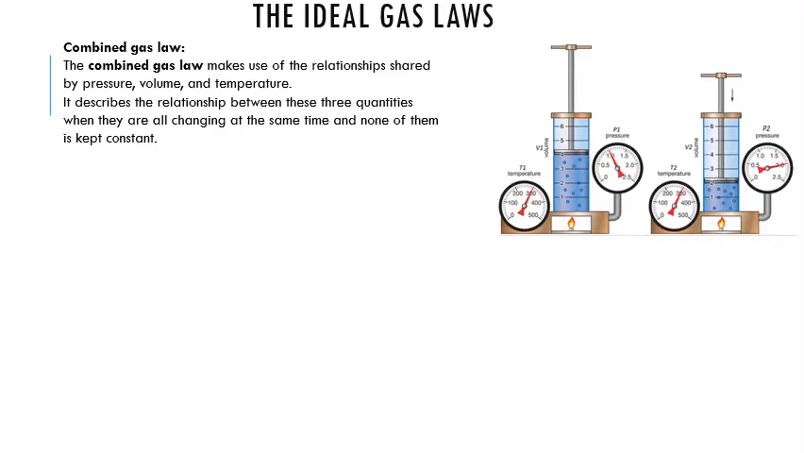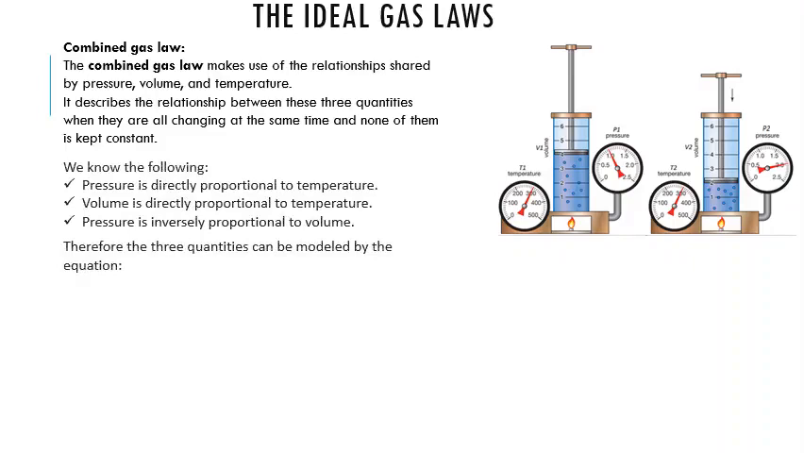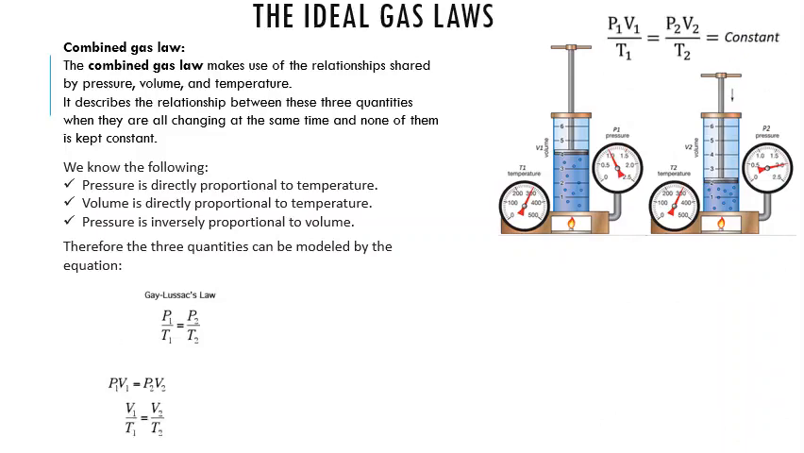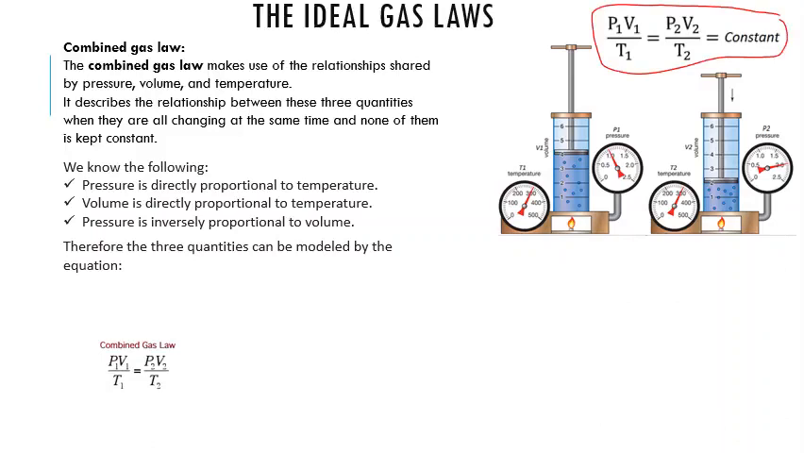In this case, we have to combine all the laws that we studied, which are about which is directly proportional and which is inversely proportional, to make one equation, which is here. All of them are put together, the pressure, volume, and temperature, to get this combined gas law, which is P1 V1 over T1 equals P2 V2 over T2.